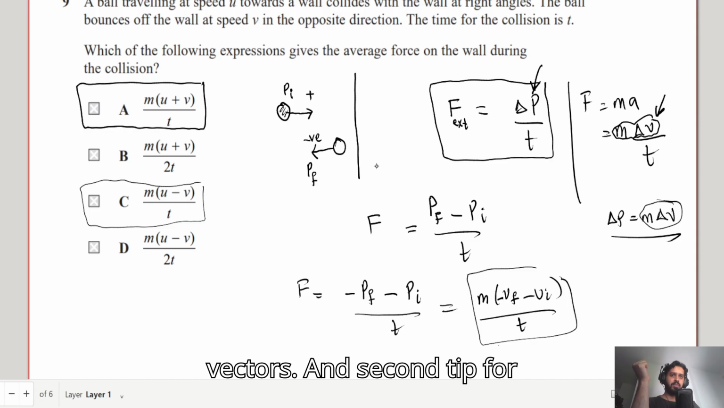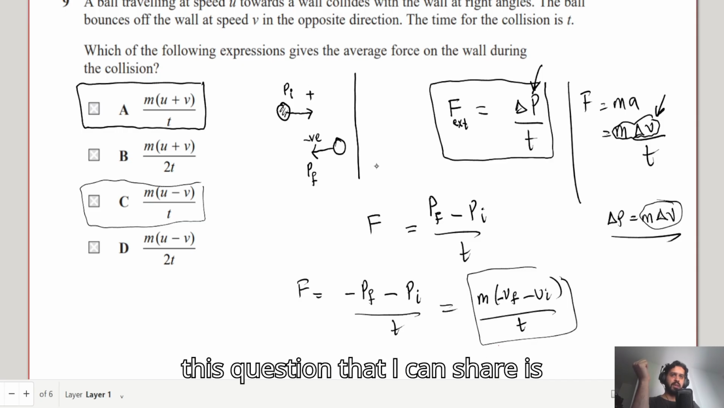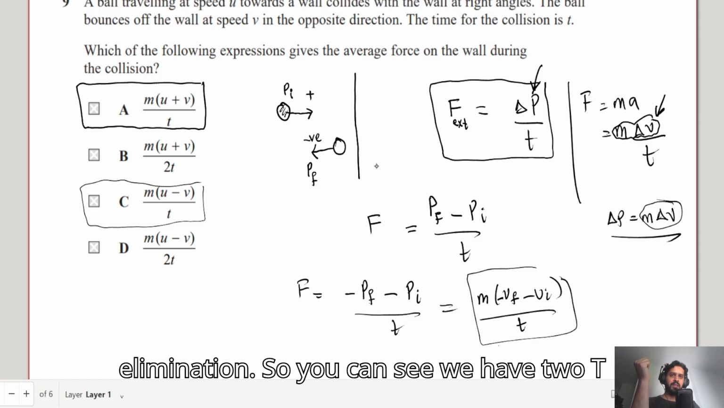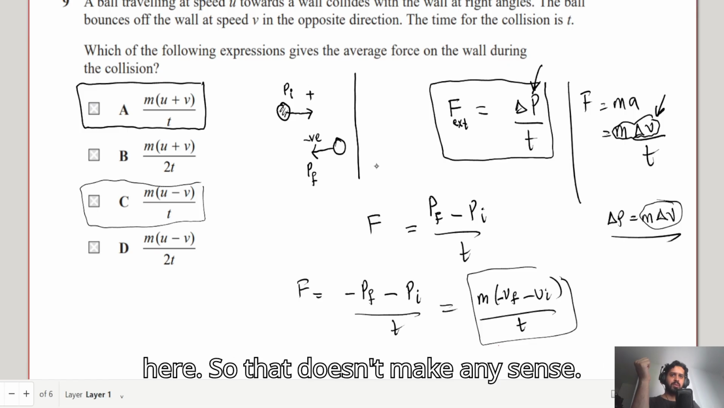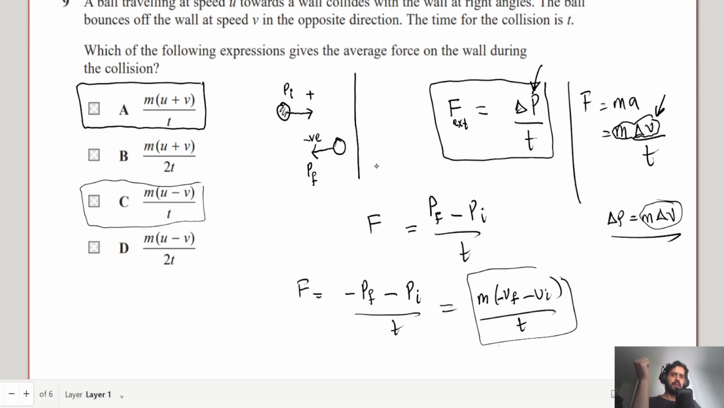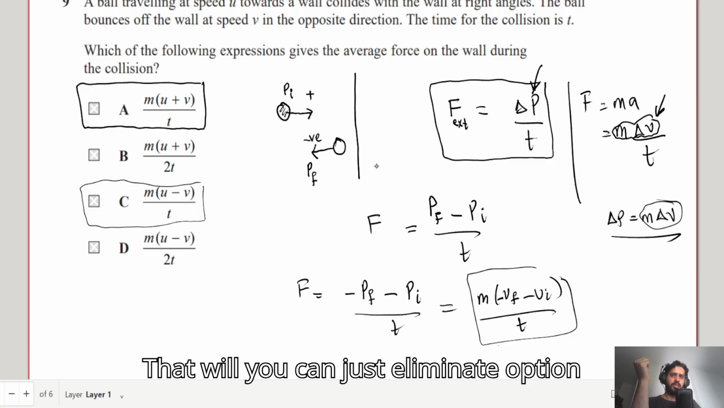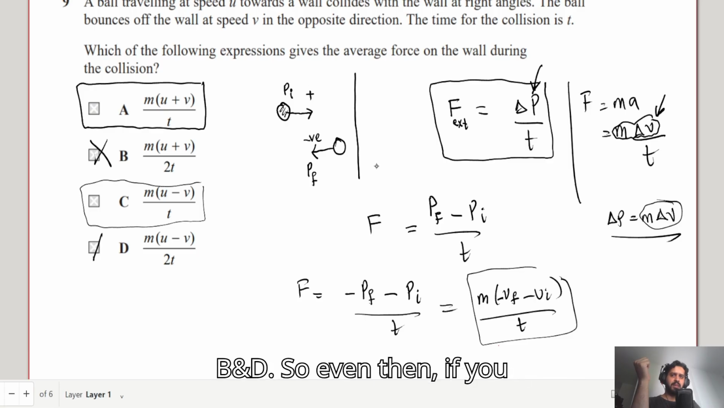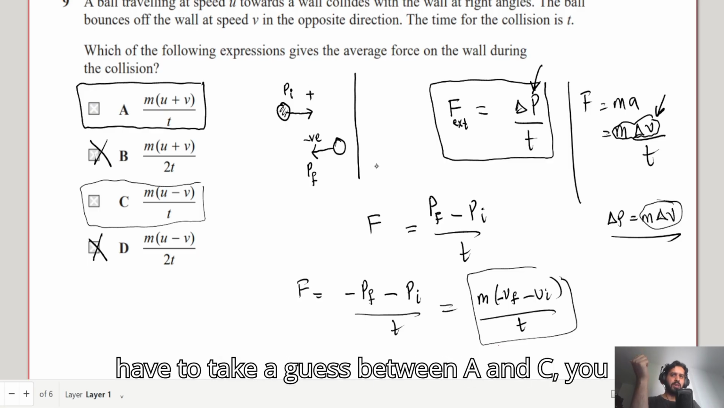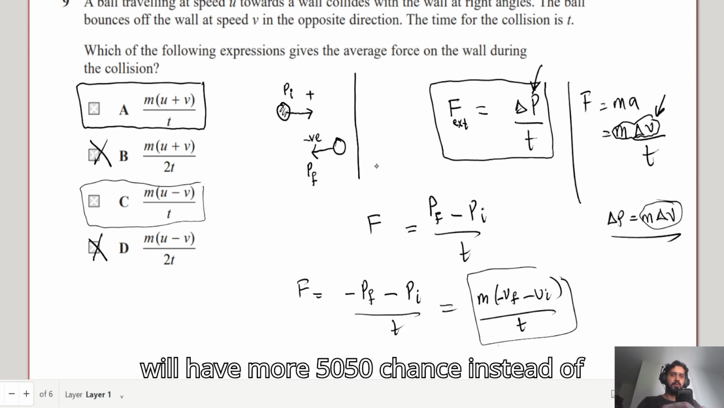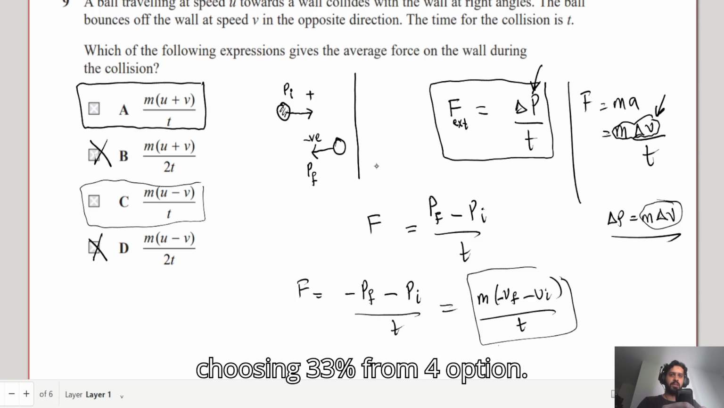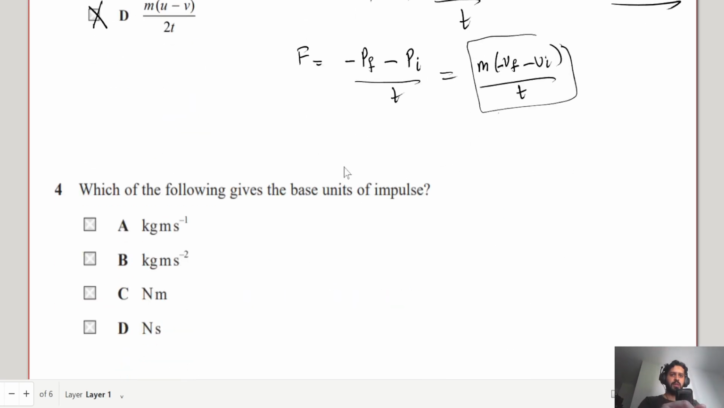And the second tip for this question that I can share is elimination. So you can see we have 2t here. So that doesn't make any sense. You can just eliminate options B and D. So even then, if you have to take a guess between A and C, you will have a 50-50 chance instead of choosing 25% from 4 options.